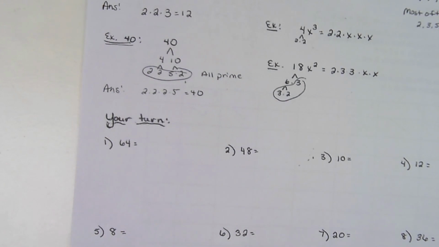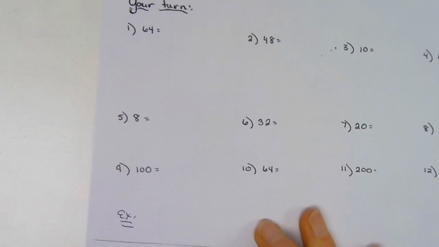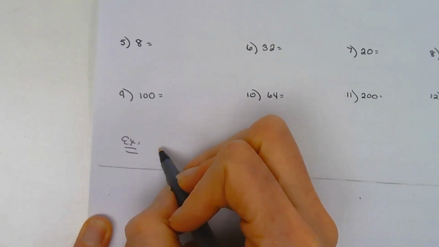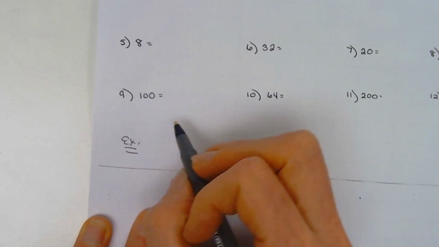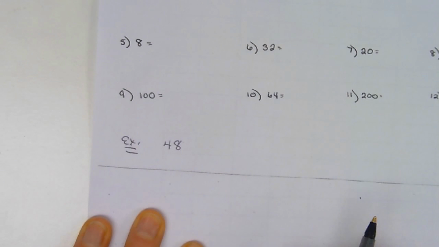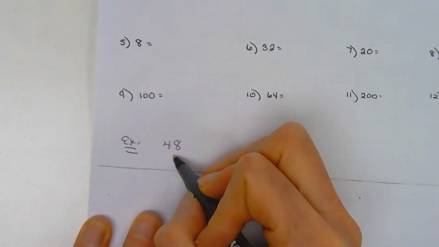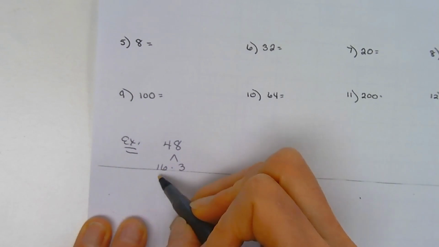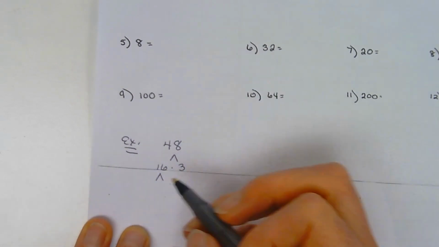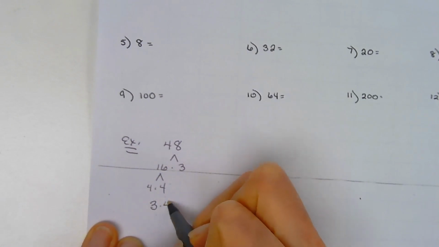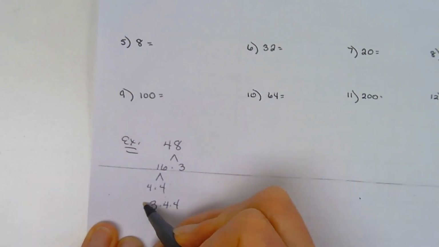Just to give you an idea, I'm going to do another example just to make sure you know how to do it. I'm going to take, for example, let's see, 48. So for my example, 48, I'm going to break this down into prime factors of 16 times 3. And I can break 16 down into 4 times 4. And my prime factors are now 3 times 4 times 4, and I'm done.